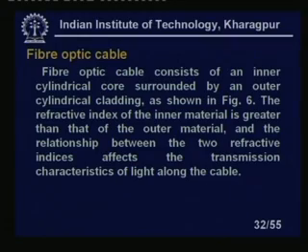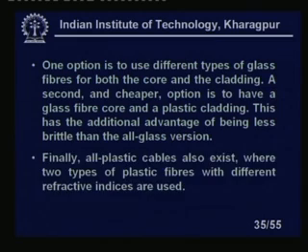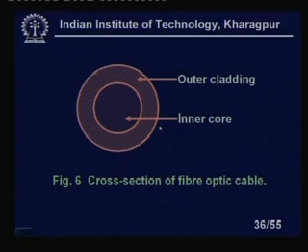What is that figure 6? Let us look at it. So, we have an inner core, we have an outer cladding, then the jacket and all these things. The refractive index of the inner core will be higher than that of the outer cladding, then only you will get the total internal reflection. Please note, the refractive index of the inner core will be higher than the refractive index of the outer cladding. Clear? This is always so, otherwise you won't get the total internal reflection.